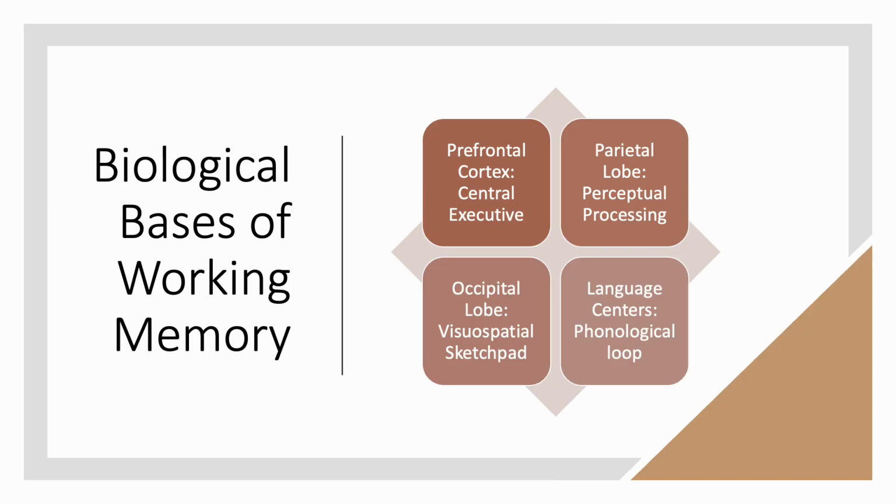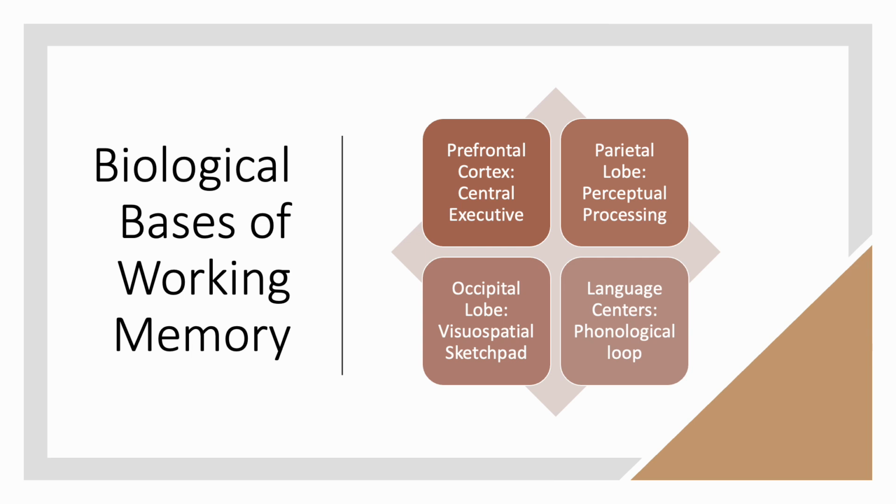There are multiple biological bases of working memory. Here are some of the cortical areas of the brain involved. The prefrontal cortex, which is heavily involved in tasks of executive function, is one biological basis of our central executive. The prefrontal cortex plays a major role in working memory, managing information, and other higher order functions.